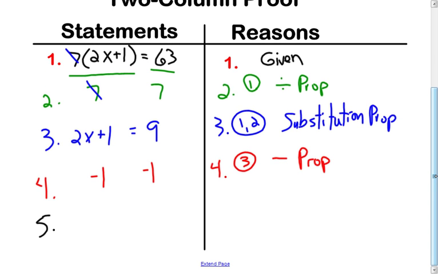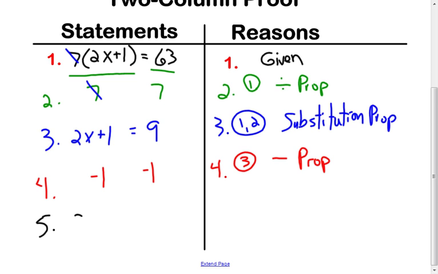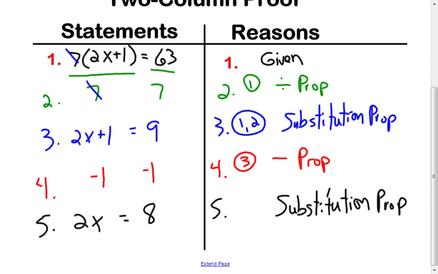And now I need to simplify all my stuff. So I'm going to take all of this and replace it with what it's equal to. All of that is equal to 2x. And then I'll do the same thing on the other side of the equation, replace the 9 minus 1 with 8. Well, I use the substitution property. Substitution, there we go. And I needed line 3 and line 4 to be able to say that.